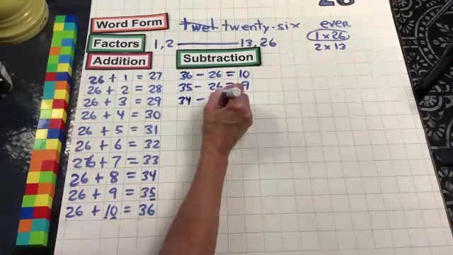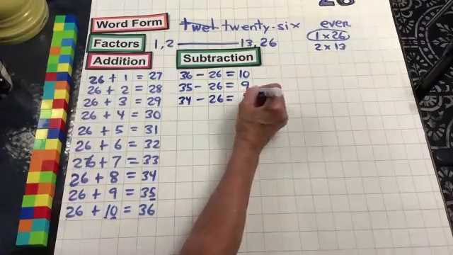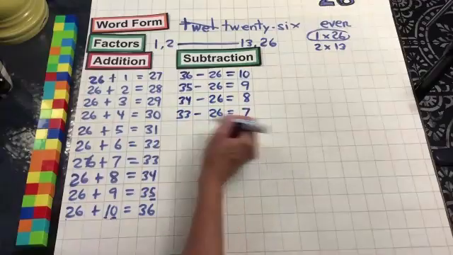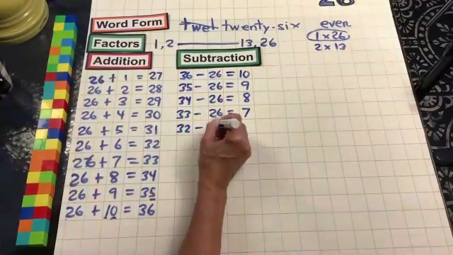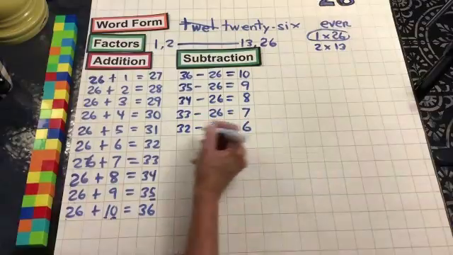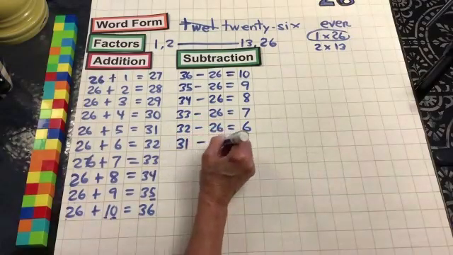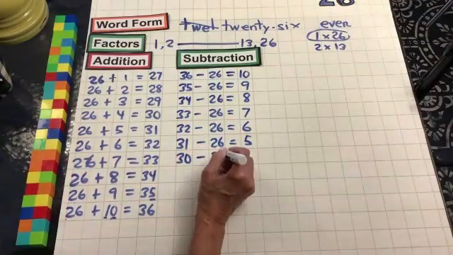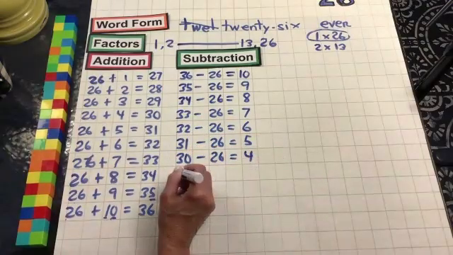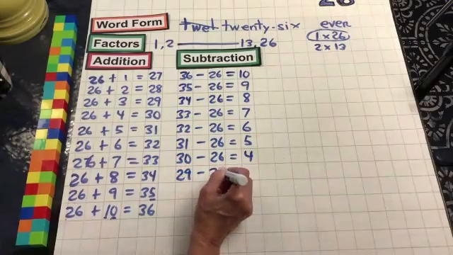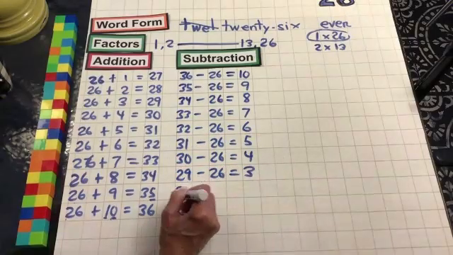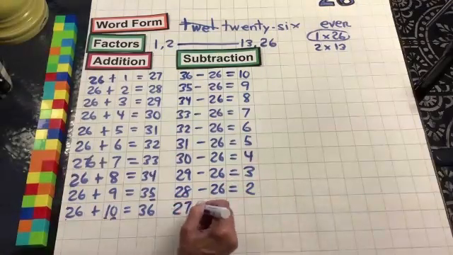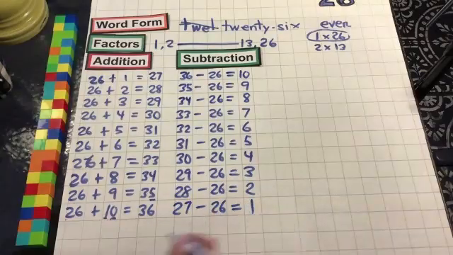34 minus 26 equals 8. 33 minus 26 equals 7. 32 minus 26 equals 6. 31 minus 26 equals 5. 30 minus 26 equals 4. 29 minus 26 equals 3. 28 minus 26 equals 2. And 27 minus 26 equals 1.